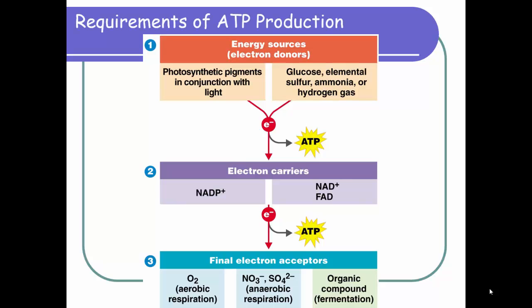So, in summary, energy sources, whether it be light or some sort of chemical energy, will create ATP and electron carriers, which will go through electron transport chains to final electron acceptors. Oxygen if you're aerobic respiration, something else besides oxygen in anaerobic respiration, and organic substances in fermentation.